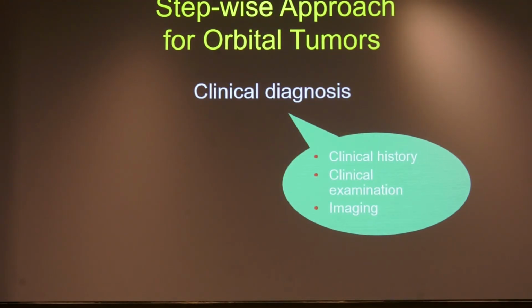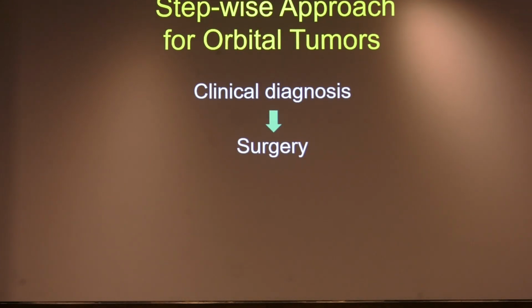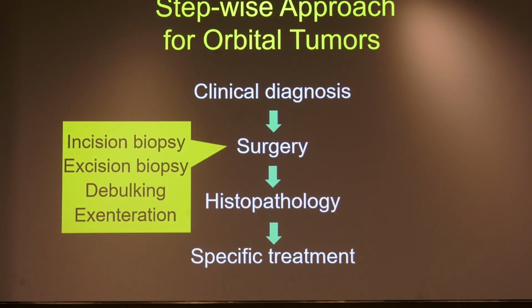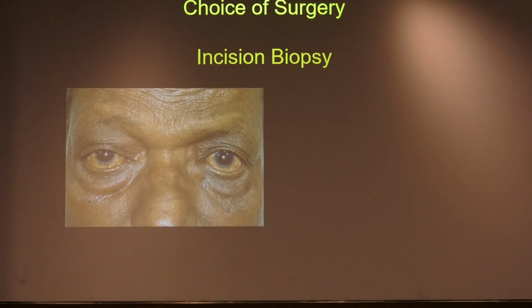So the stepwise approach for orbital tumors is to first determine what it could be, and this is based on clinical history, clinical examination, and imaging, that could be CT or an MRI. Then is to do a surgery. The surgery can be an incision biopsy, an excision biopsy, debulking or exenteration, and then determine histopathologically what the tumor is, and if needed, to give further specific treatment.